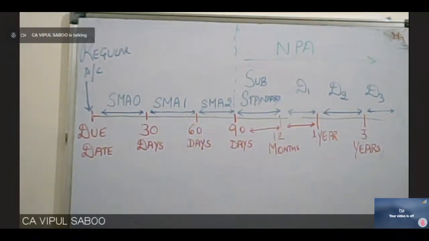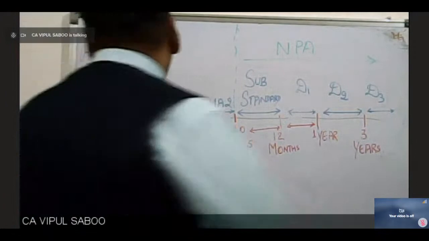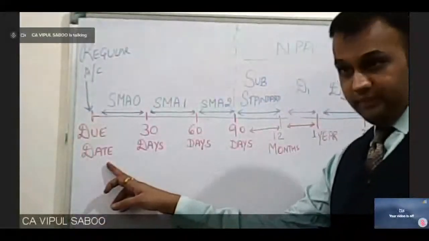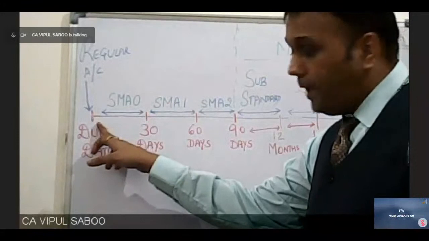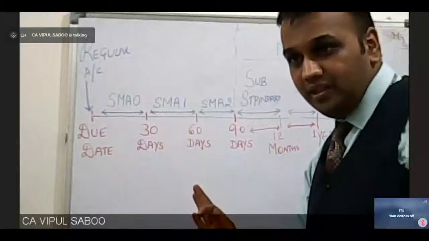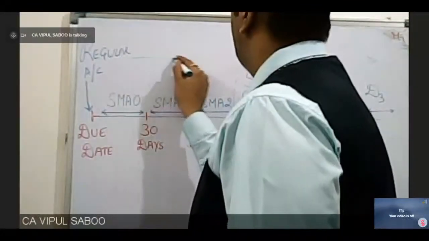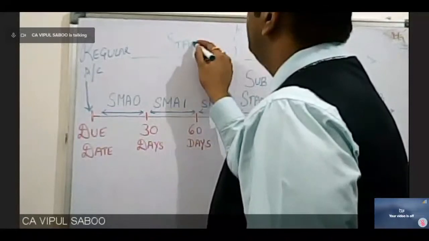Okay. So let us understand this concept. This is the due date when my EMI or my whatever amount, interest or part of the principal, was due to be paid. Okay? This was my due date. So if I pay it on the due date itself, it is a regular account under the standard loans account. Right? So till SMA 2, my account is standard.